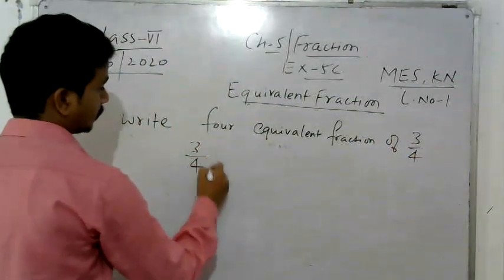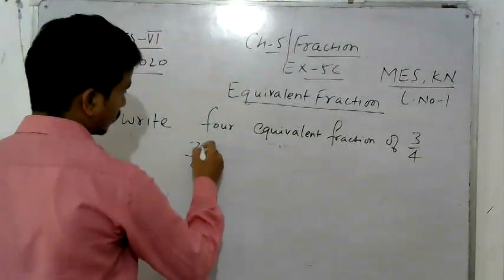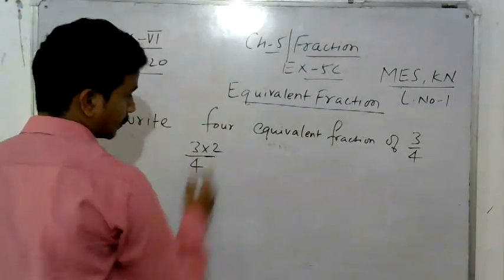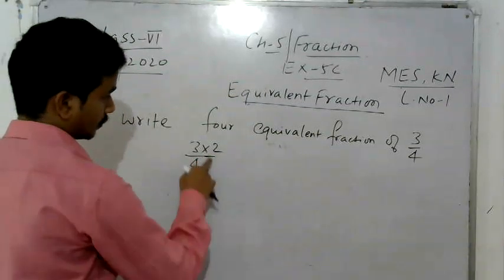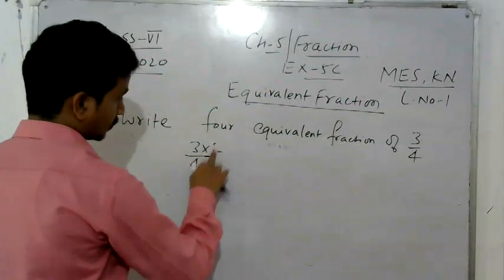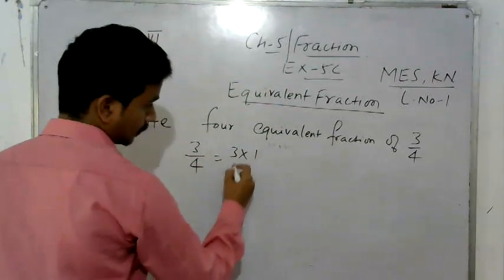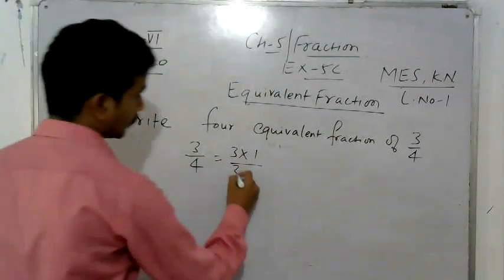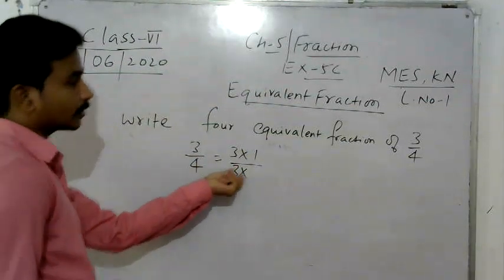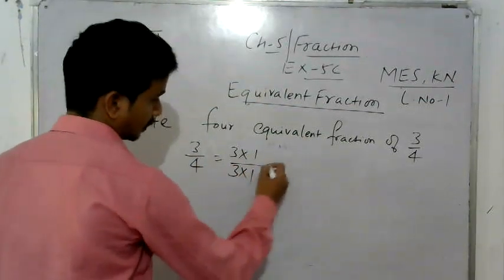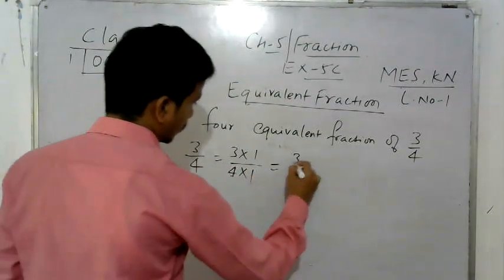First of all, multiply the numerator and denominator of 3/4 by the same number. Suppose 3/4 equals 3 into 1 over 4 into 1. If you are multiplying the numerator by 1, you have to also multiply the denominator by the same number, by 1. So you will get 3/4.